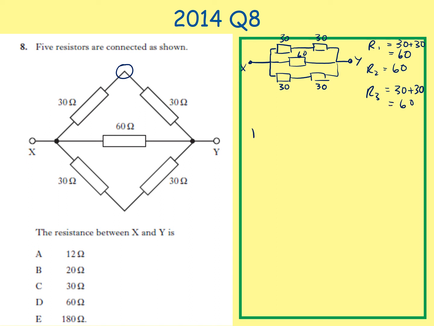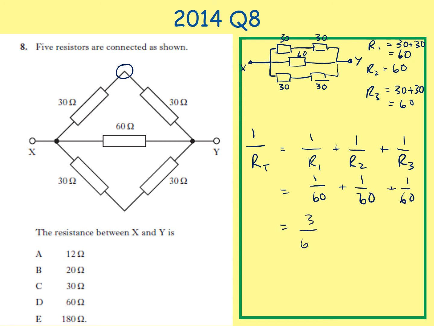Now we can use our relationship for resistors in parallel. 1 over RT equals 1 over R1 plus 1 over R2 plus 1 over R3. Therefore, 1 over 60 plus 1 over 60 plus 1 over 60 equals 3 over 60. And so RT by itself, if we flip our fraction, we get 60 over 3, which is 20 ohms. This is answer B.